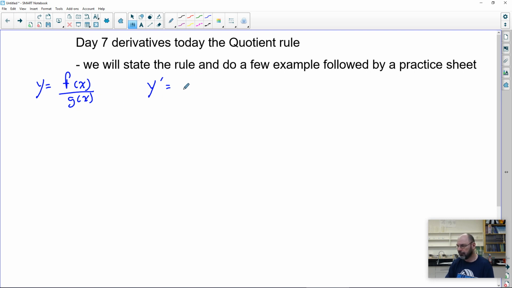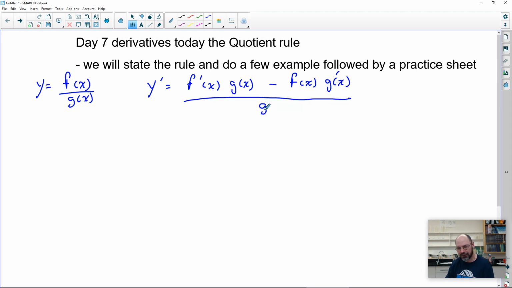So to state the quotient rule then, y prime, if it's given in f on top and g on the bottom, it's f prime x times g of x. So derivative of the top times the bottom function, subtract the top function times the derivative of the bottom function, all divided by g of x squared, which is the bottom function squared.